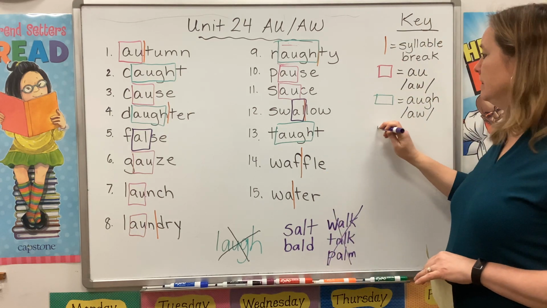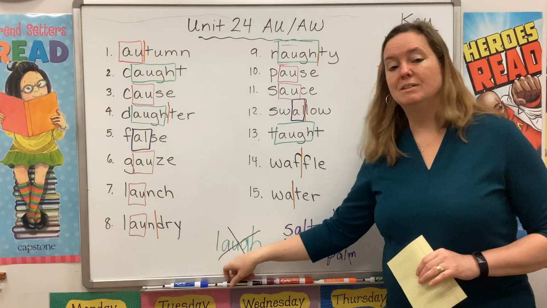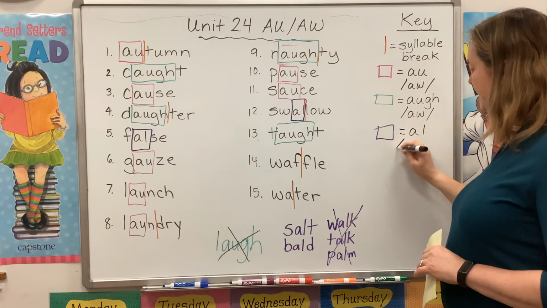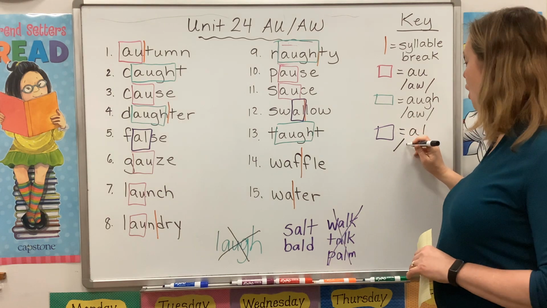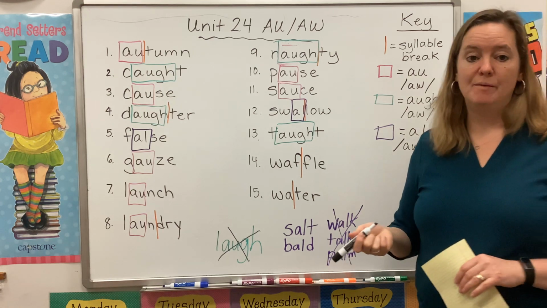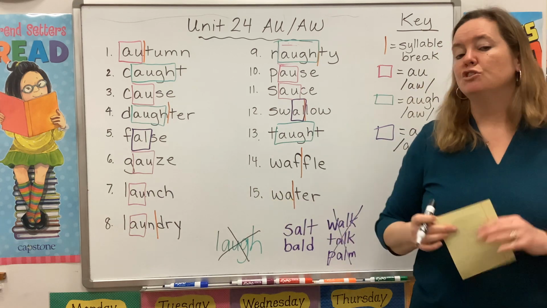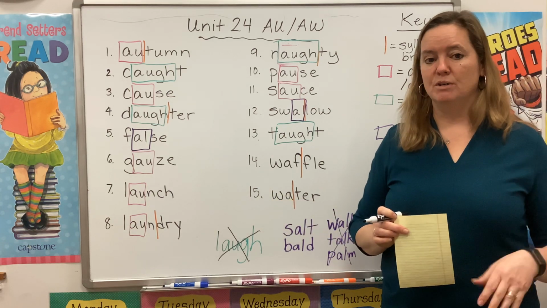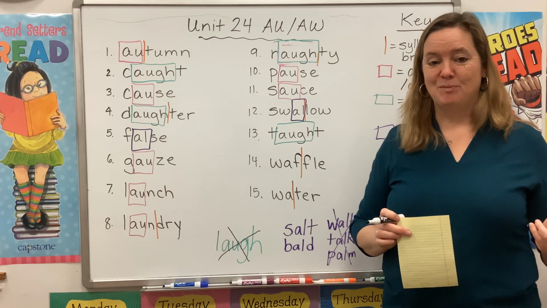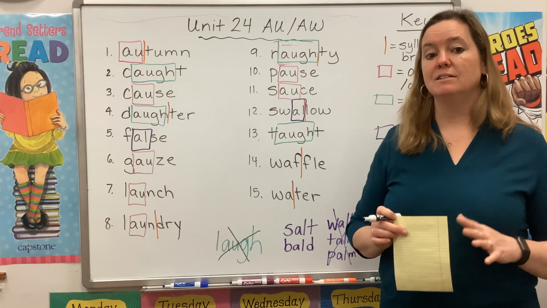So over here, purple box equals AL, but they're going to work together to make the all sound, okay? We see this, by the way, this AL pattern shows up a lot at the beginning of words. Always, almond, already, okay? So when you see AL at the beginning of a word, it's usually going to say all.